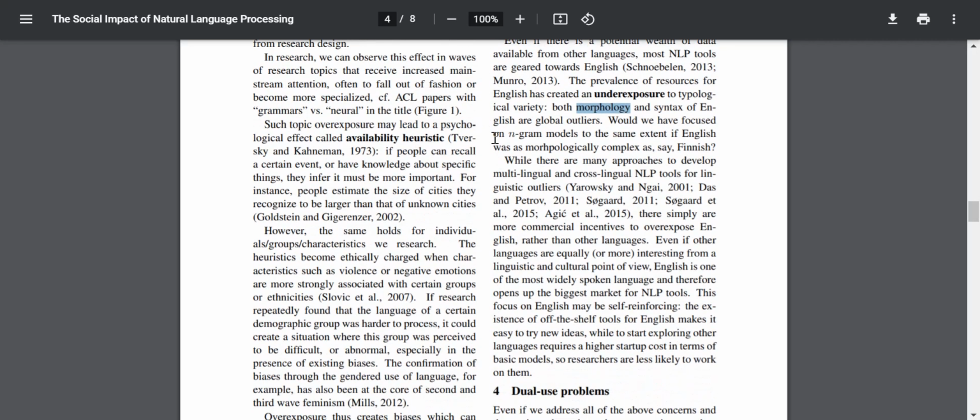While there are many approaches to develop multilingual and cross-lingual NLP tools, there simply are more commercial incentives to overexpose English rather than other languages. So industry funding could be one of them. Big tech companies are majorly oriented to an English-speaking audience or an audience which is literate in English. So they might be paying more to research in this domain.